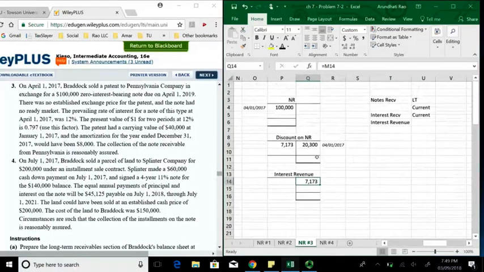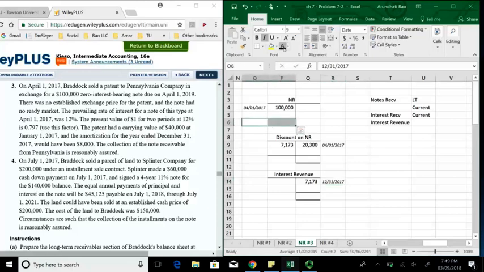Now let's see what the balances are in each of these accounts. Again, let me write the date so that we have that. The notes receivable amount stayed the same. Nothing happened over there. The discount on notes receivable decreased. Remember, the goal is that the discount on notes receivable is going to decrease and become zero eventually. For interest revenue, we have only one entry, so we have this number over here.